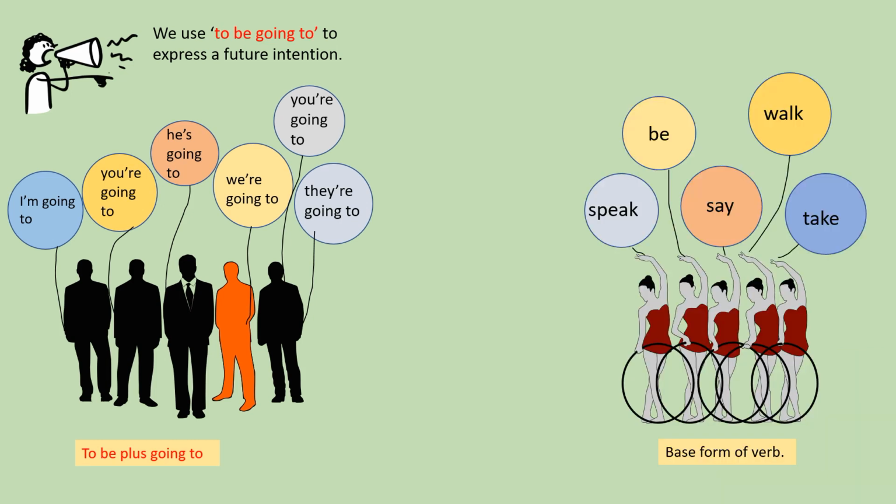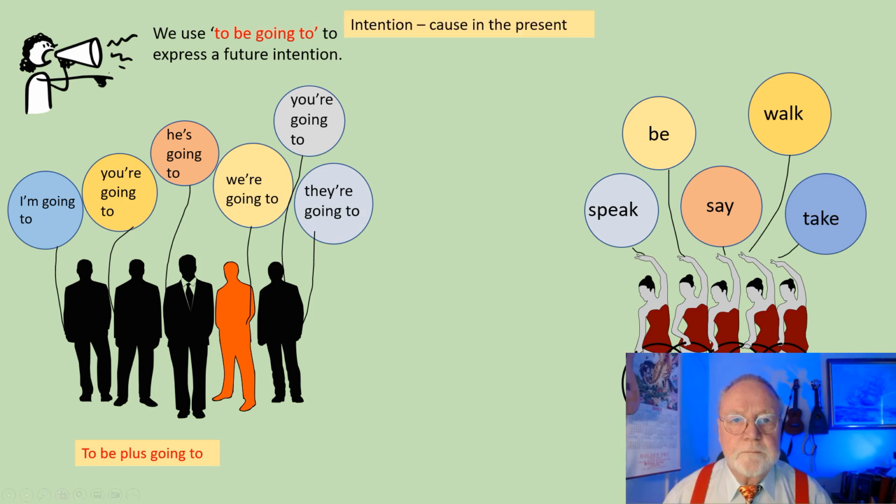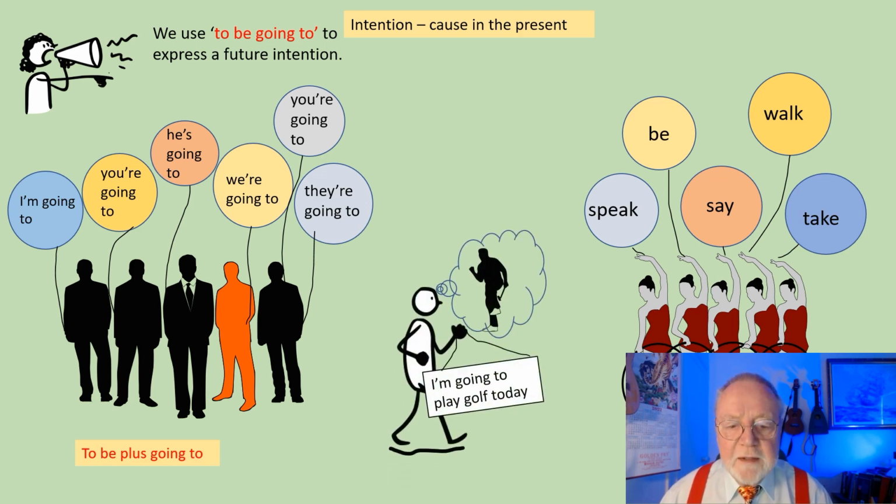To the phrase going to, we add the base form of the verb. That's the verb without the infinitive to: speak, be, say, walk, take. We use the phrase going to when we have an idea of an intention to talk about the future with the cause in the present. Now I'll explain that a little more clearly in the next slide. This man is thinking about what he's going to do later on in the day. I am going to play golf today, so he chooses going to.